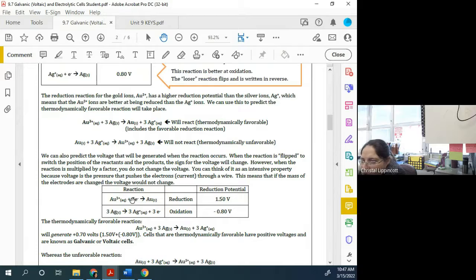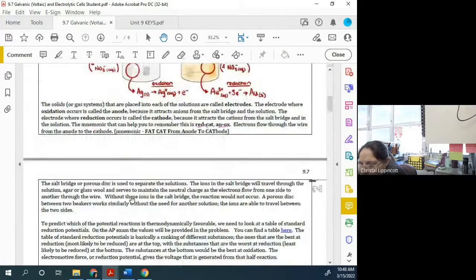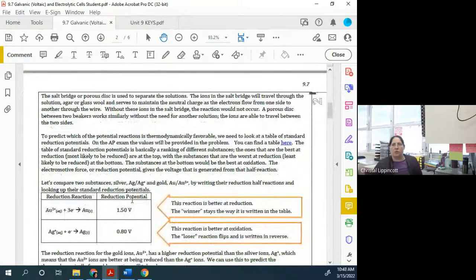Okay. So let's go through this one. We have gold and we have silver. I'm going to go through this one with you on a separate sheet of paper here. I don't know if you want to flip to that reduction potential page or take out another sheet of paper, and we can go through this step by step and talk about it.